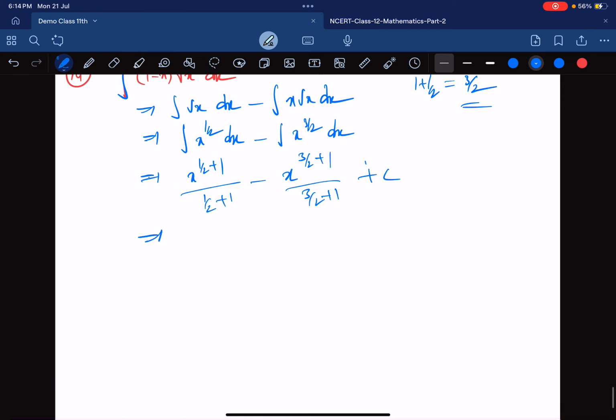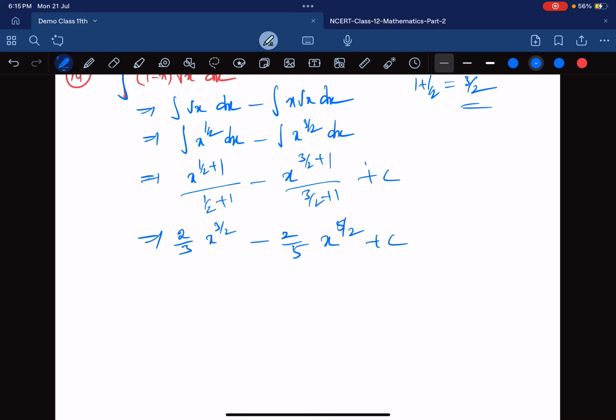So simplify this one. 3 by 2 becomes 2 by 3, x power 3 by 2, minus 5 by 2 becomes 2 by 5, x power 5 by 2, plus c. So this is the final answer.